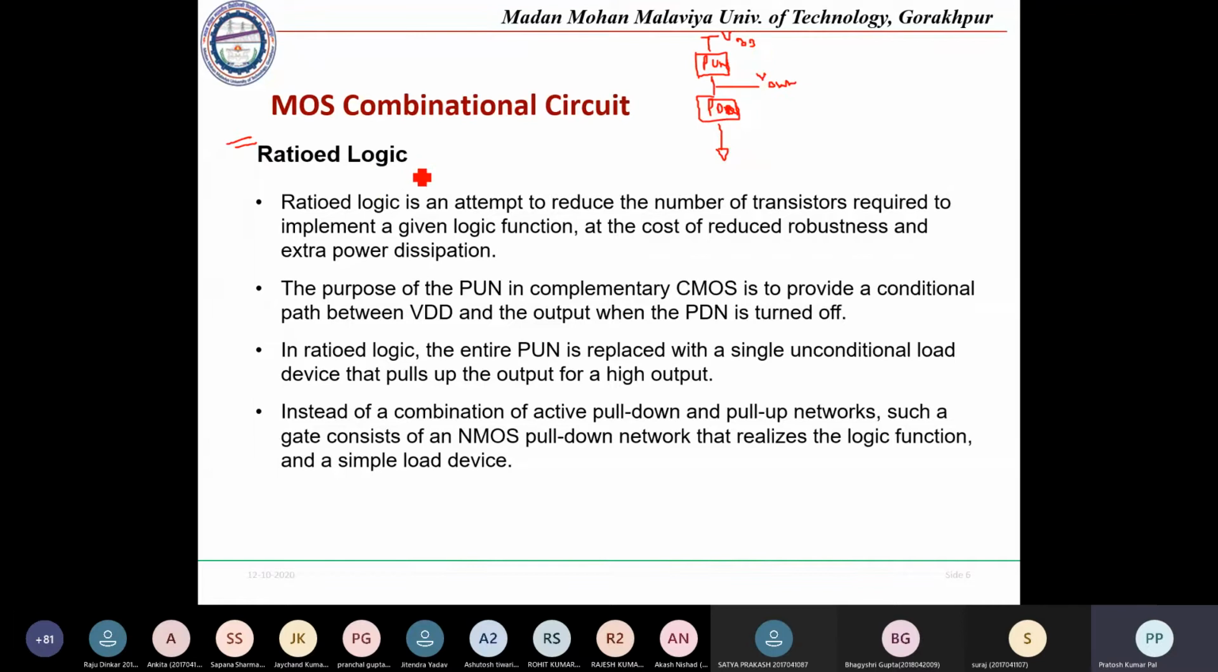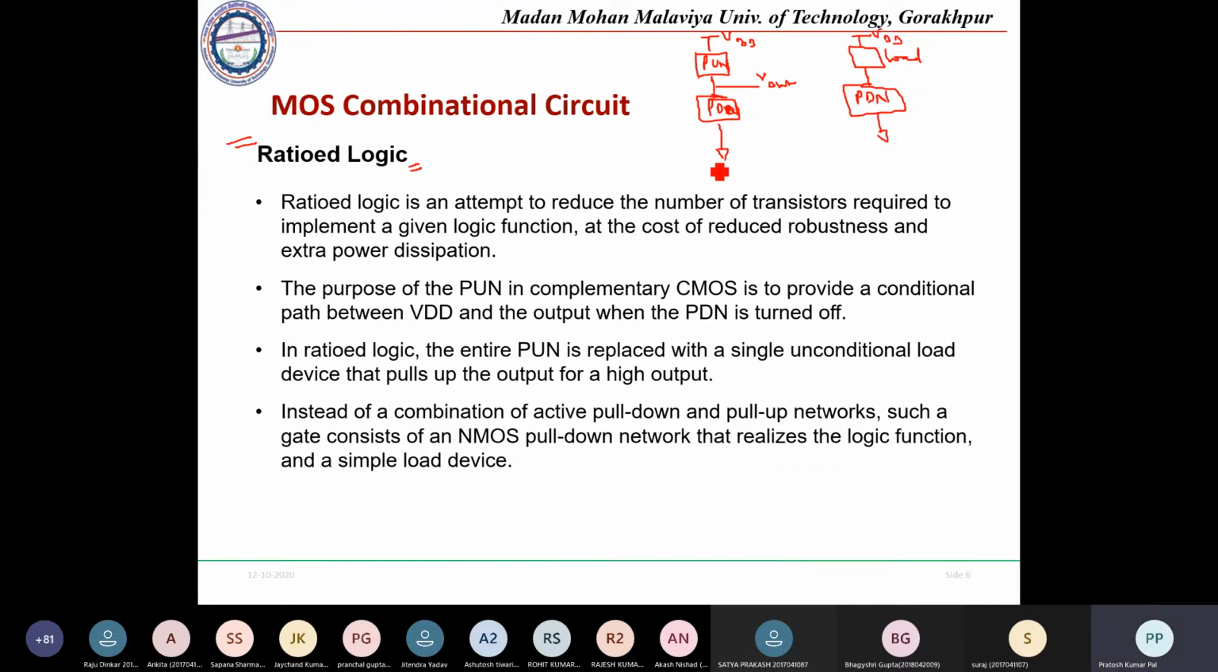So in case of ratioed logic, instead of using a complete pull-up network, we implement a load. Instead of a complete pull-up network, we only take a single transistor as a load, and here the pull-down network is used.